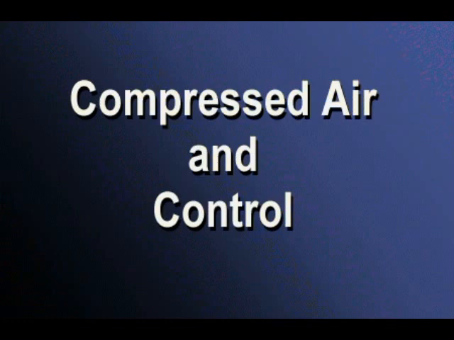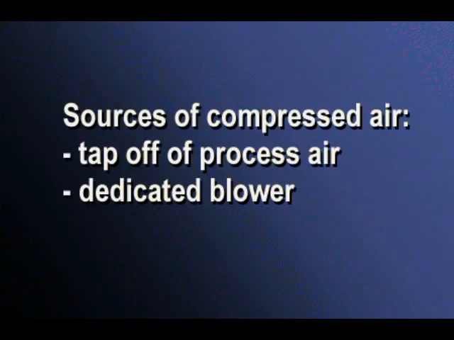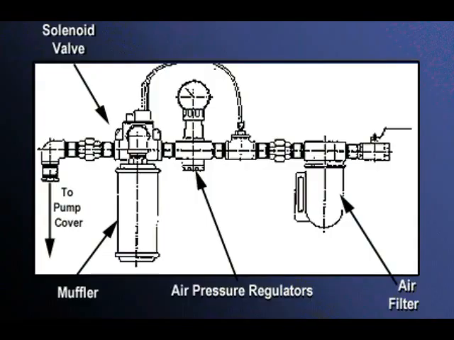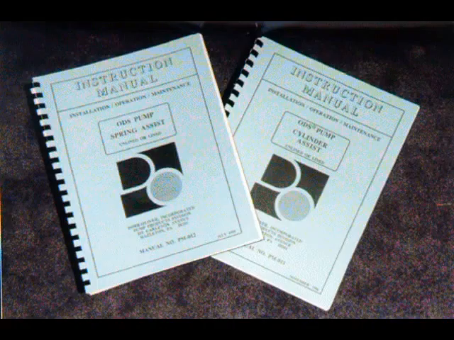Each air-operated diaphragm pump must have a source of compressed air and equipment to control it. Compressed air to drive the pumps can come from a tap off of a process air line or from a dedicated blower or compressor. The compressed air going to the pump is controlled by a solenoid valve and pressure regulator. A muffler is usually added to the air line to reduce noise. Refer to the manufacturer's literature for specific information about operation and maintenance of a certain diaphragm pump.